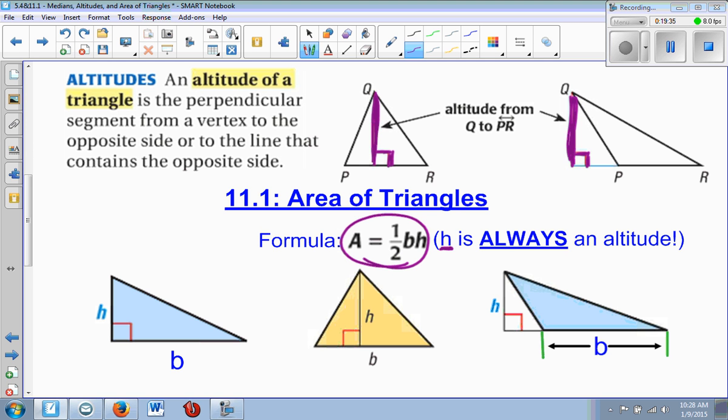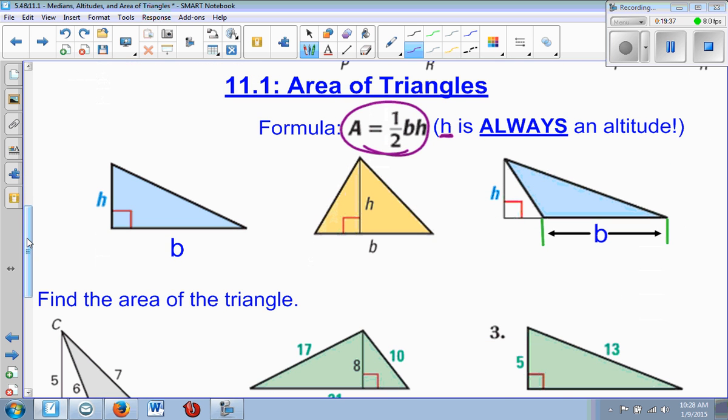It's called an altitude. So there are 3 circumstances for the area of a triangle. One where the altitude is a side of the triangle. That happens in a right triangle. One where the altitude goes down the middle of the triangle. That happens in an acute triangle. And one case where the height is on the outside of the triangle. That happens in an obtuse triangle.